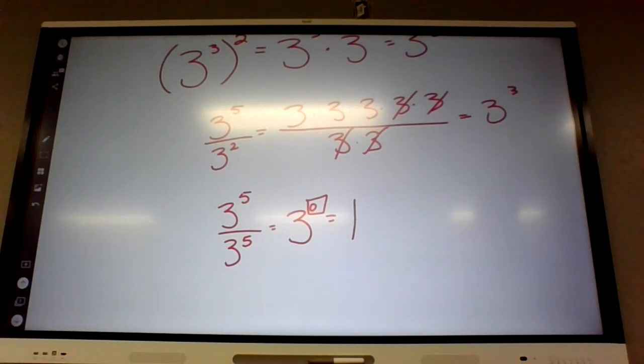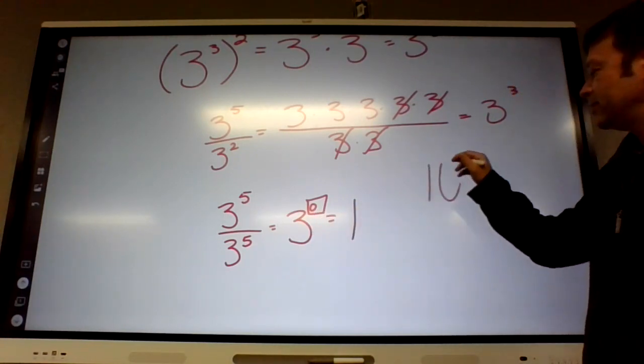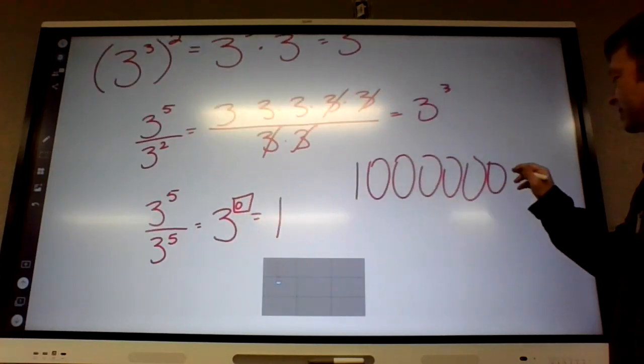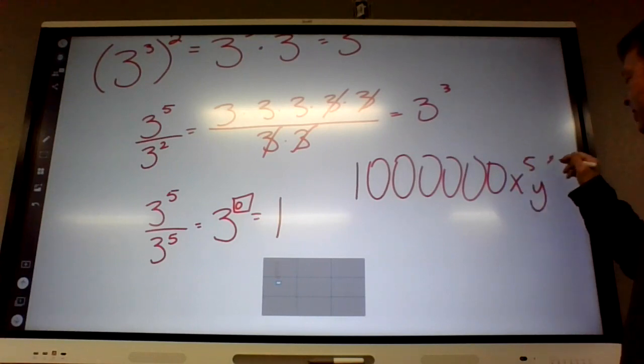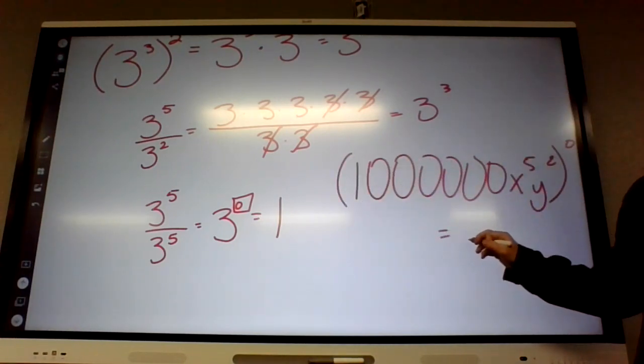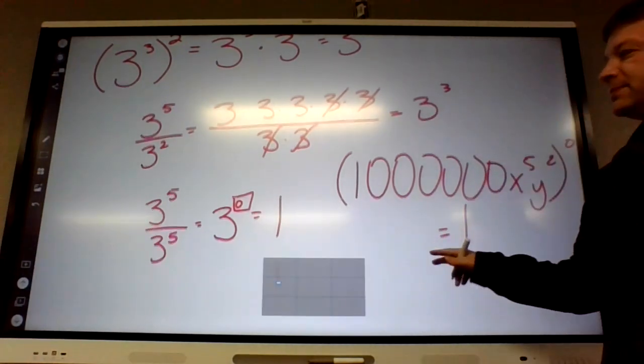Not 0. Okay? 3 to the 0. If I have a million x to the fifth y squared to the 0, what's that going to equal? 1.